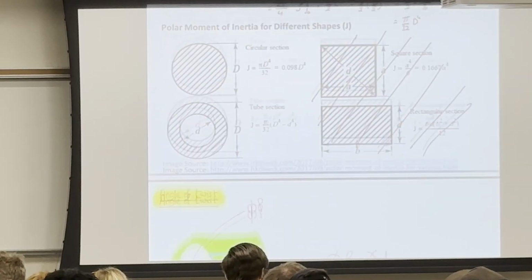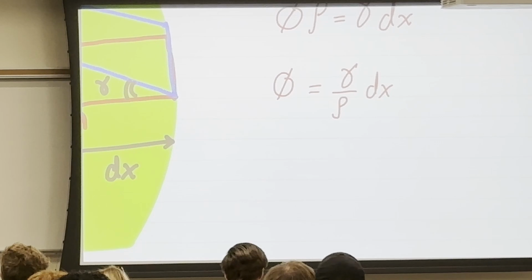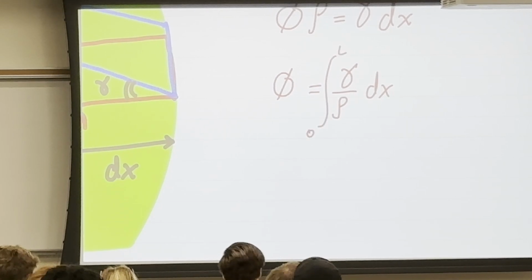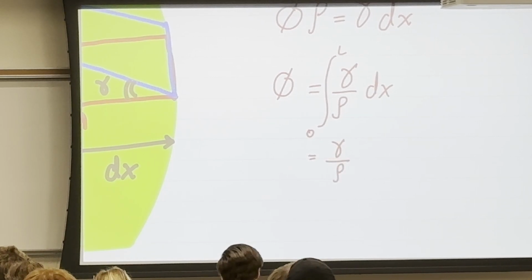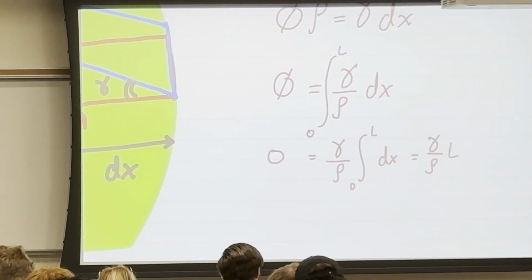So now I'll put integration here from 0 to L. And from 0 to L, I'm going to have gamma over rho times, because this is a constant, I'm going to take those out, the integral from 0 to L of dx. And what is the integration of nothing? It's x, and then I'll put L in there. Do you all see this? Okay. And that is the angle of twist.